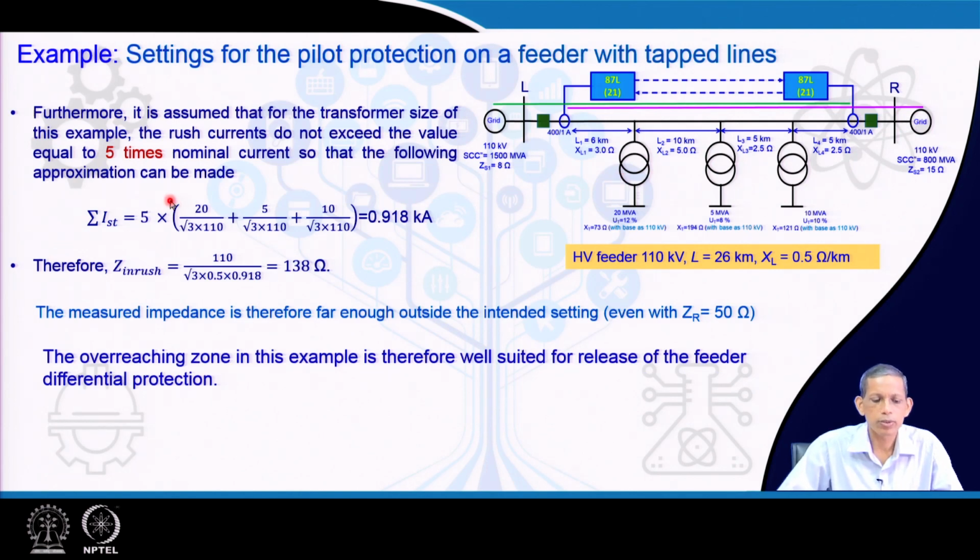Going to that, let us say you can consider that the inrush current in each tapped line is 5 times the nominal current of that branch. The nominal current corresponds to 20 MVA here, 5 MVA here and 10 MVA here. So, the total sum is 5 times the nominal current of the first transformer, second transformer and third transformer. So, the total current during inrush is expected to be 0.918 kilo ampere, 918 ampere.